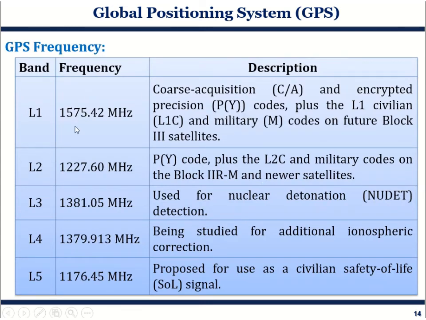These are the various frequency bands in which GPS works. As you can see here, for the civilian safety of life SOS signal, it has been decided at 1176.45 megahertz. Similarly, for nuclear detonation, it has band L3 and the frequency is 1381.05 megahertz. So these are the various bands and frequencies used in the Global Positioning System.